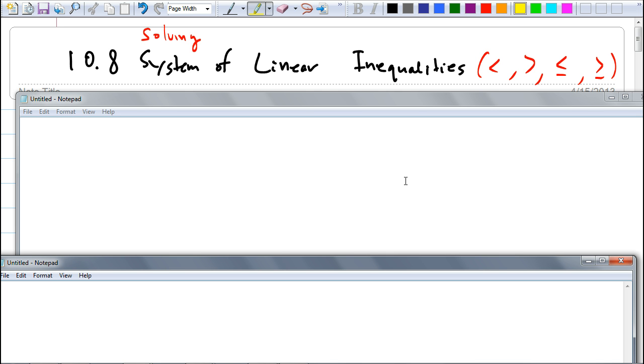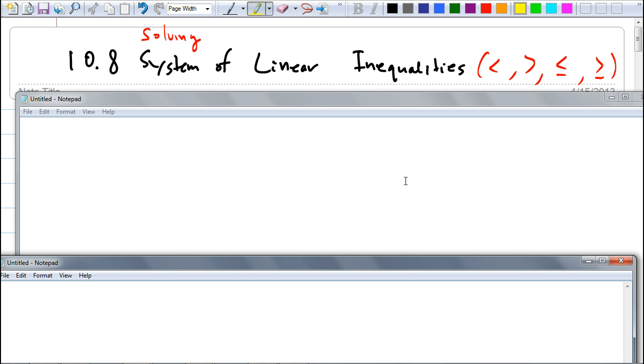What was our first method? Graphing. Second method? Substitution method. And the third method that we liked was the addition method, right? Now, solving systems of linear inequalities is very much similar to solving systems of linear equations.